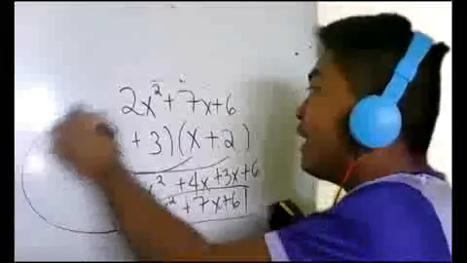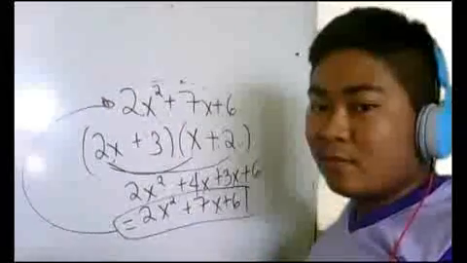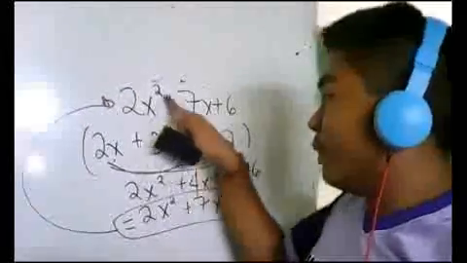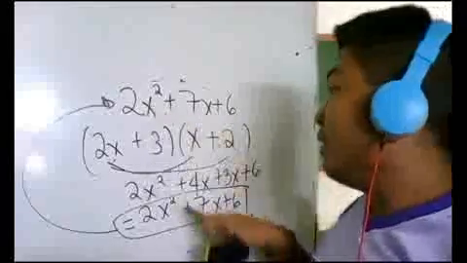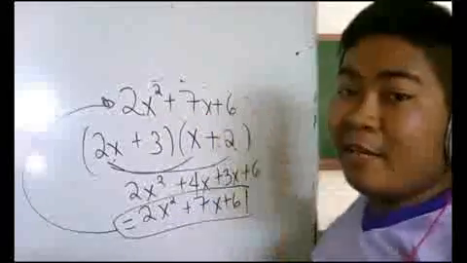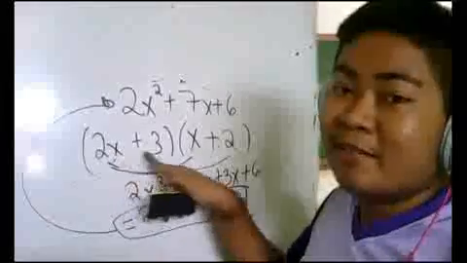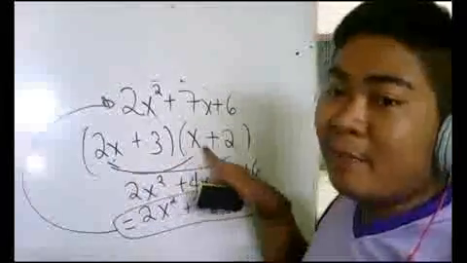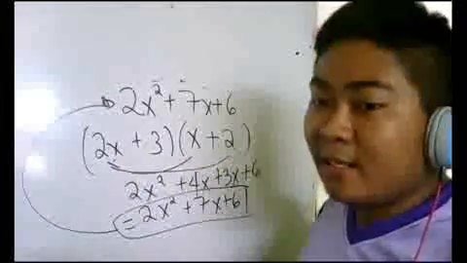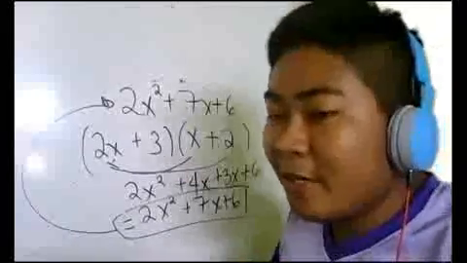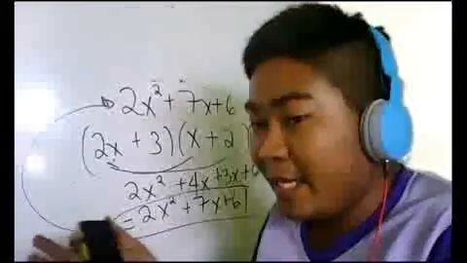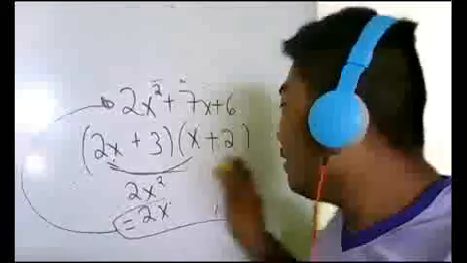So, tama na ba yung sagot natin? So, let's try to check. 2x squared plus 7x plus 6. Therefore, our answer 2x plus 3 and x plus 2 is correct already. So, basta kabaliktaran ng factoring is multiplication for checking. Nakuha, Blessy? Nakasunod?